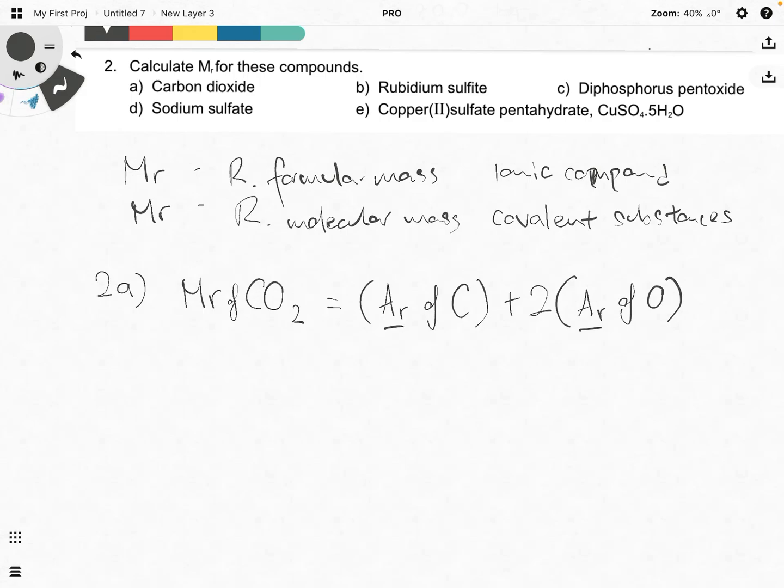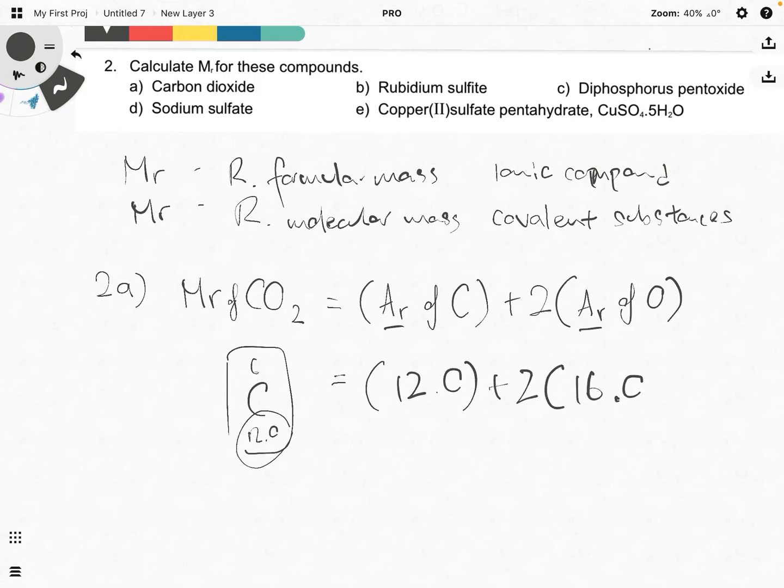Where do you find the relative atomic mass? You can find it in the periodic table, the bottom number. So the relative atomic mass of carbon is 12.0. Then 2 times oxygen, and each oxygen has a relative atomic mass of 16.0. Together, you get 44.0, no units and to 1 decimal place. This is a ratio after all.